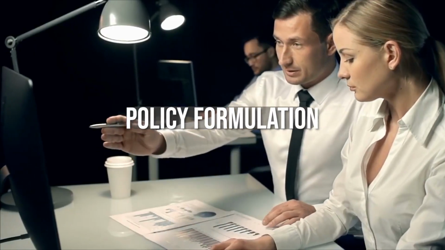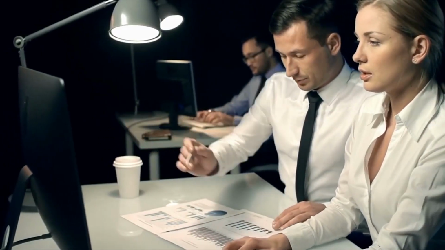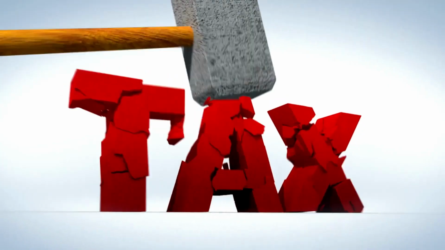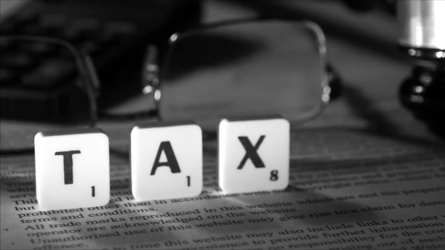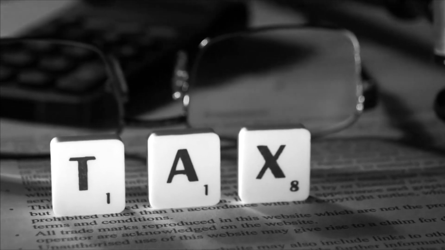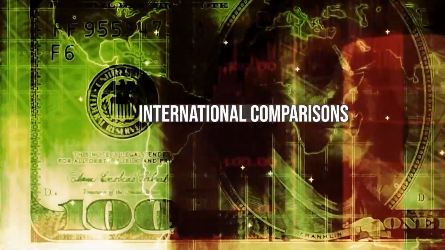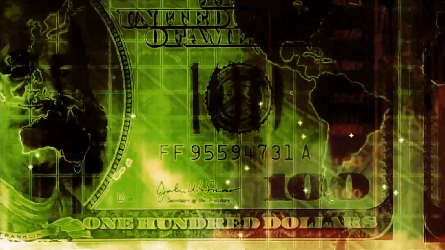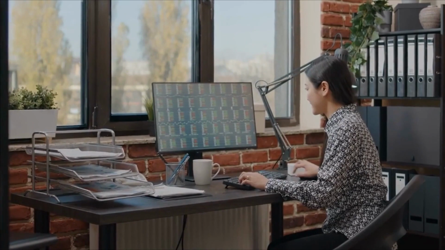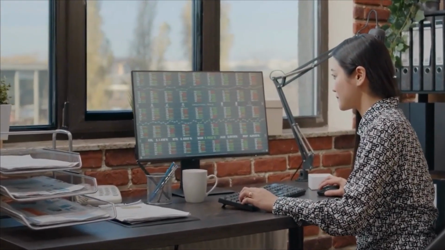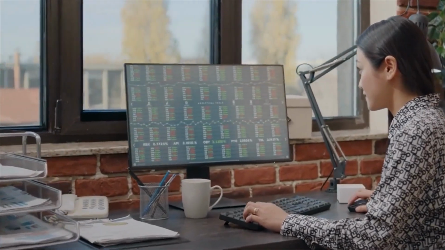3. Policy formulation. Governments utilize GDP data to formulate and assess economic policies. It helps them identify sectors that require support or stimulus, determine taxation policies, and allocate resources efficiently. 4. International comparisons. GDP enables comparisons of economic performance among countries. It helps identify global economic powerhouses, track emerging markets, and assess trade imbalances.